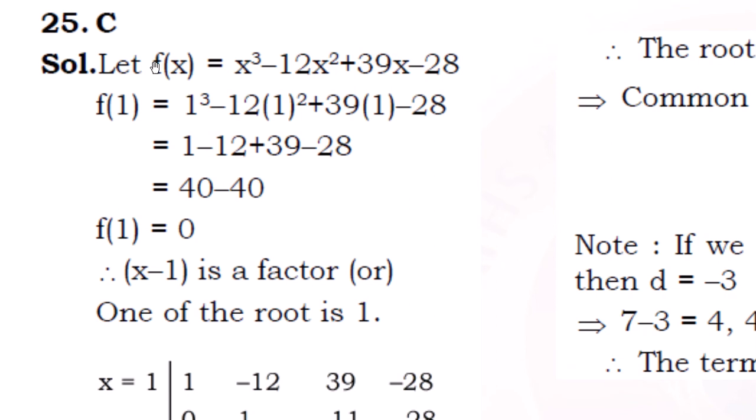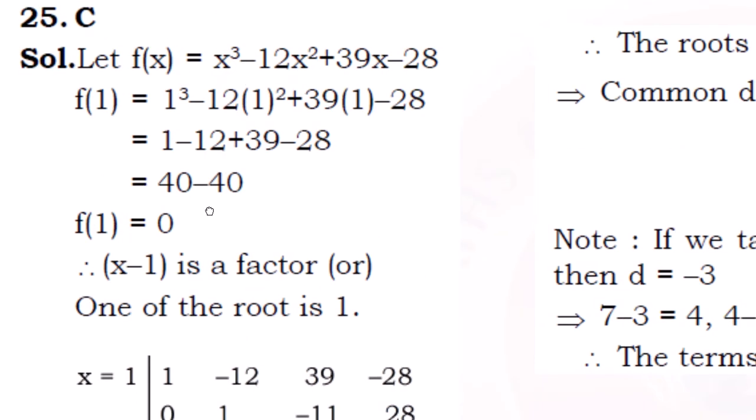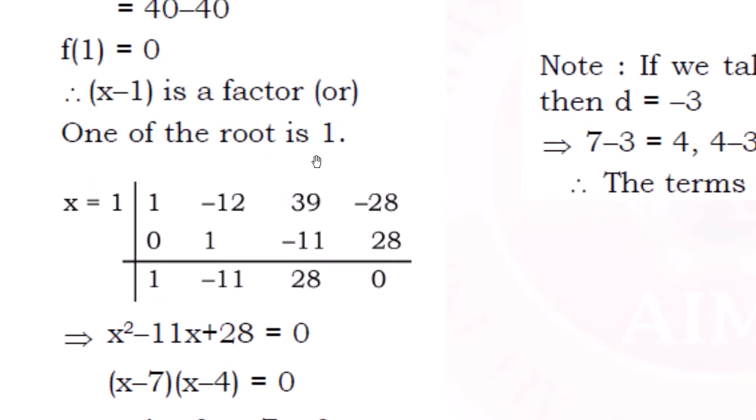Let's calculate f of 1 value. Means in the place of x we are keeping 1. Then after substituting we are getting 0. If f of 1 is 0, then x minus 1 is a factor of f of x, or 1 is a root of f of x. After finding one root, we can find the other roots here.